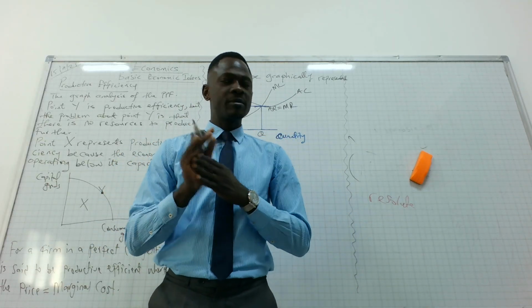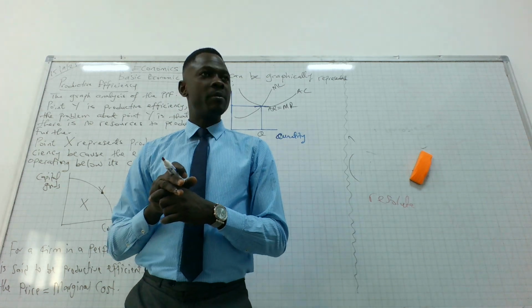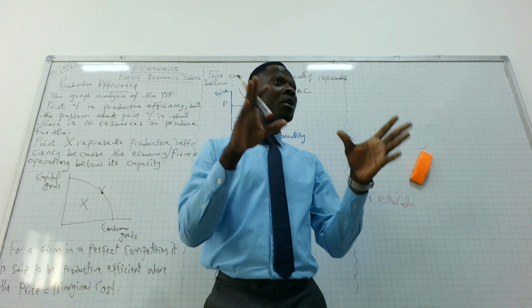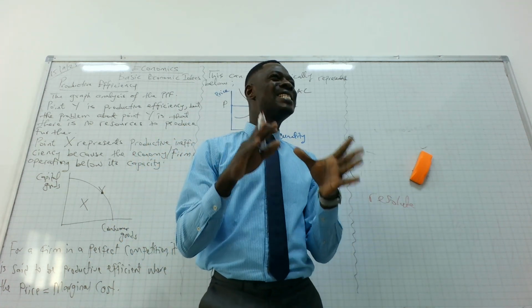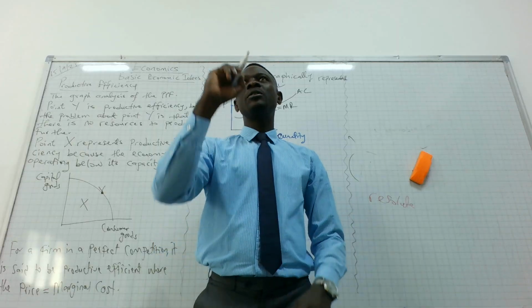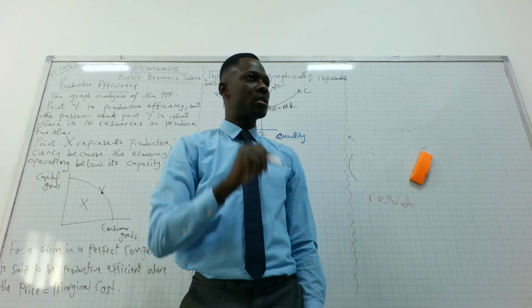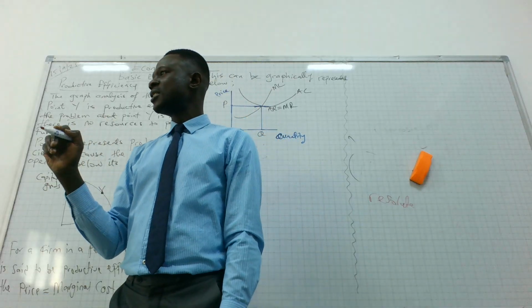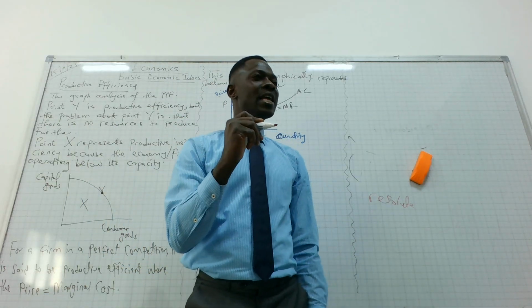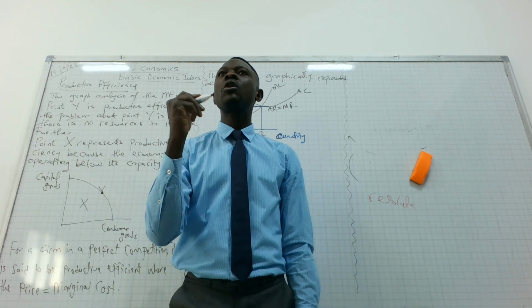You listen. Thank you. The basic economic problem is scarcity. And to solve that economic problem, we need basic economic idea. So the brain behind basic economic idea is to be productively efficient. And when we talk about productive efficiency, it simply means we are producing at the lowest possible cost.